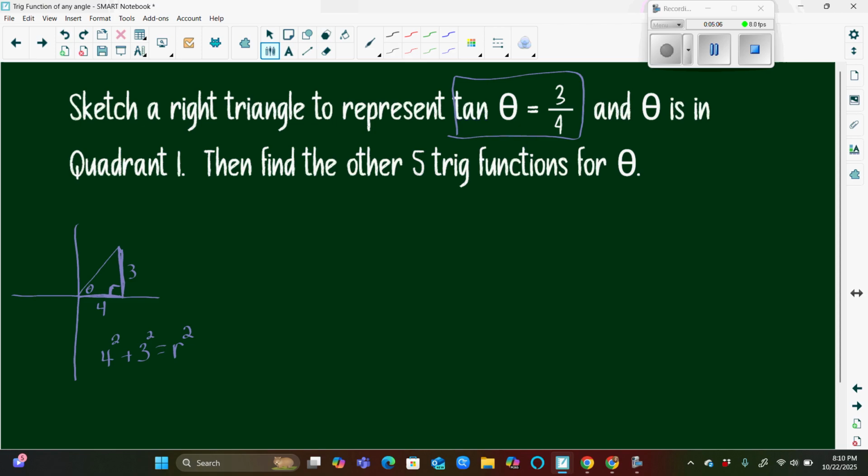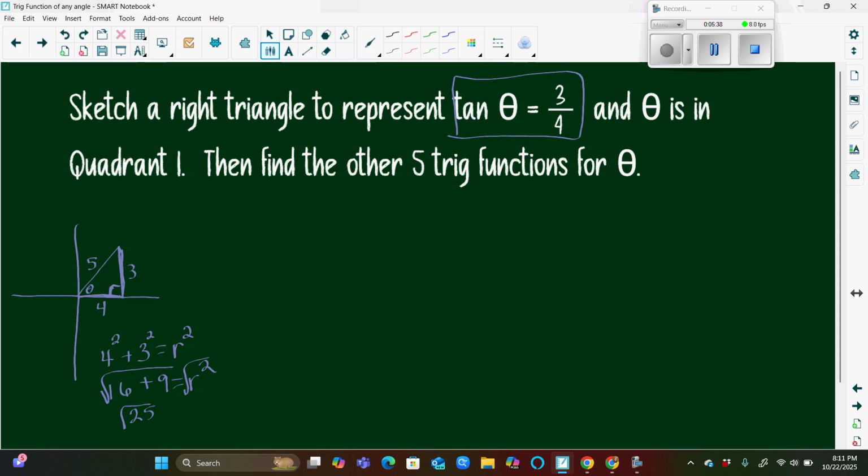And then what we'll do is square root both sides. So 4 squared is 16, and 3 squared is 9. That equals r squared. Opposite of squaring is square rooting, so I'll square root both sides. And usually when you put a square root, you put a plus or minus. However, the radius or the hypotenuse will always be positive, so we don't have to worry about that. 16 plus 9 is 25. Square root of 25 is 5. So the hypotenuse or the radius is going to be 5.